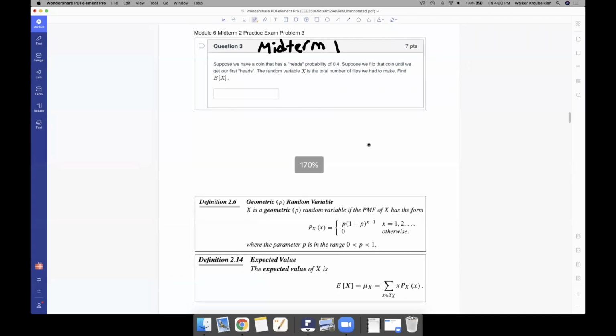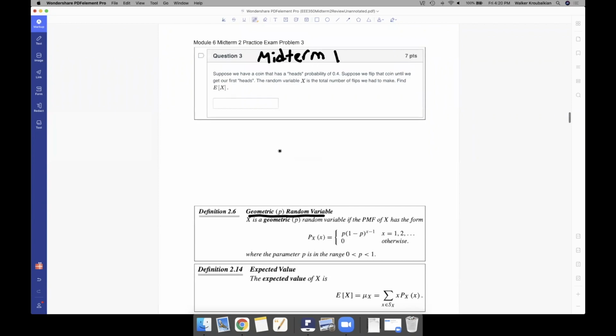But anyways, for this problem, we're talking about flipping the coin until we get our first heads, right? And whenever you're talking about doing a repeated experiment with the same chance of a success until you get your first success, you're dealing with a geometric random variable, right? And I have the PMF of that here.